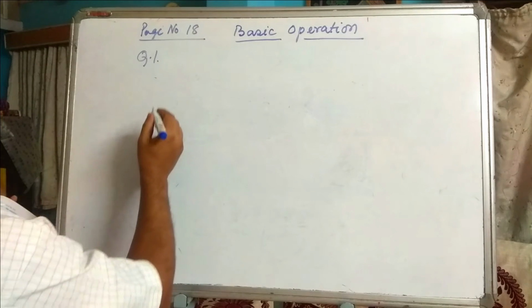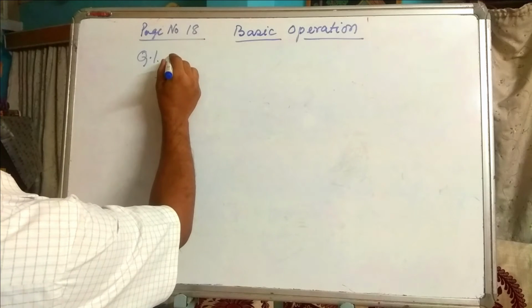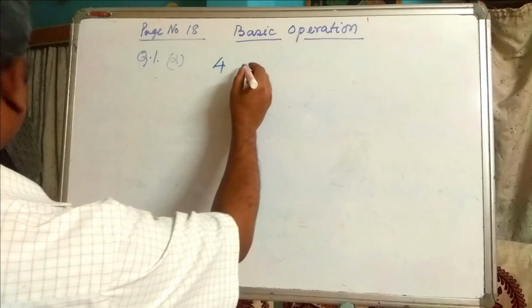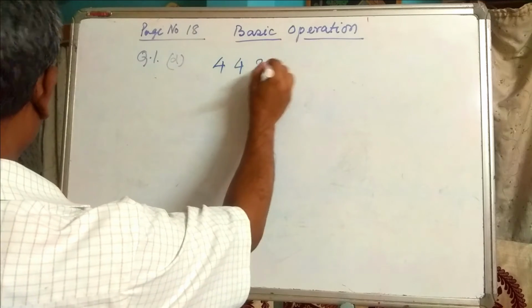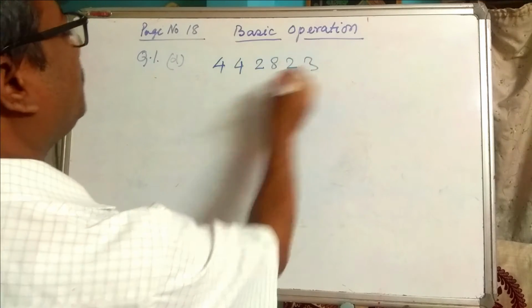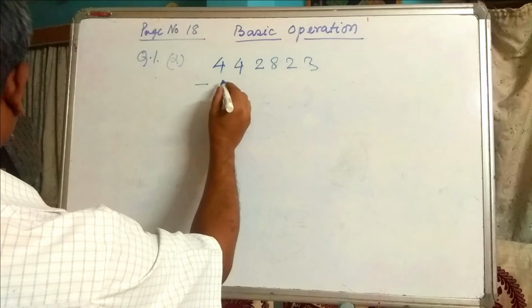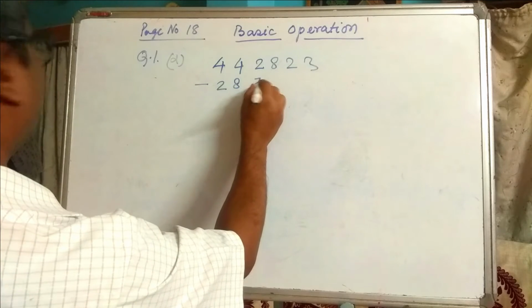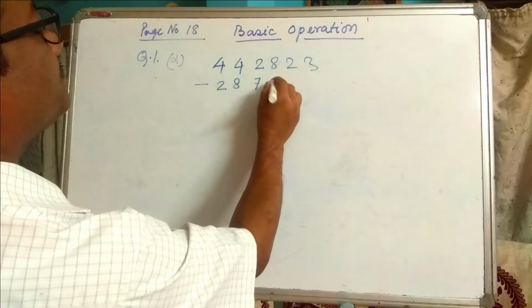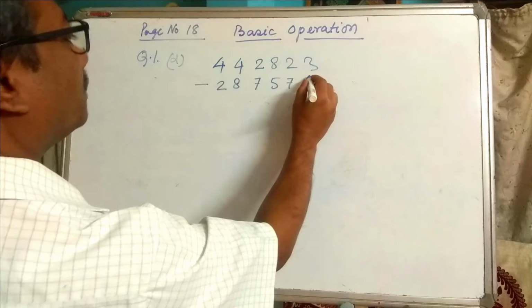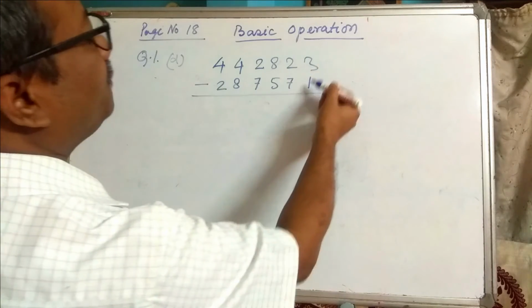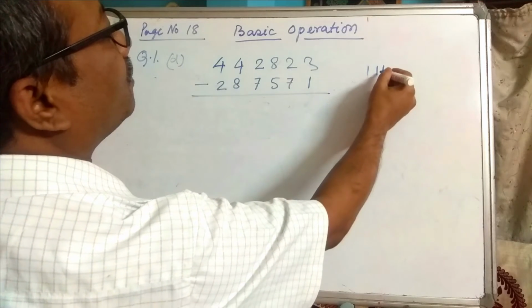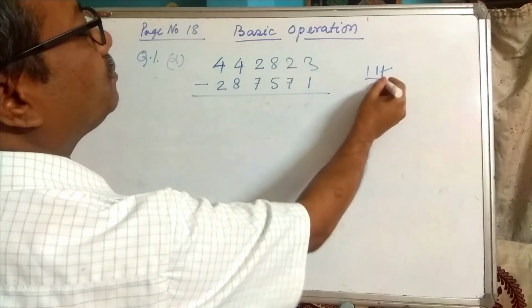Question number 1, sub-question D. 4, 4, 2, 8, 2, 3 minus 2, 8, 7, 5, 7, 1. 1 from 3 is 2. Then 1 will cancel. How much remains? 2.